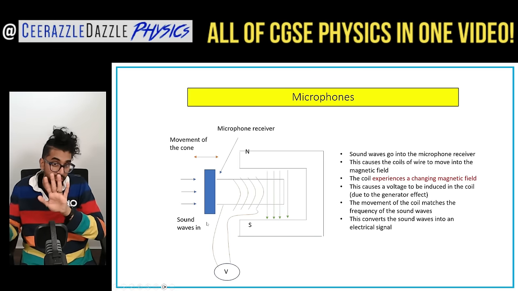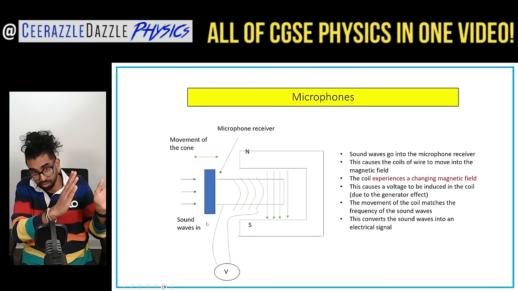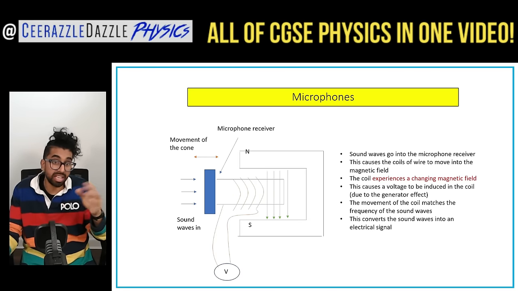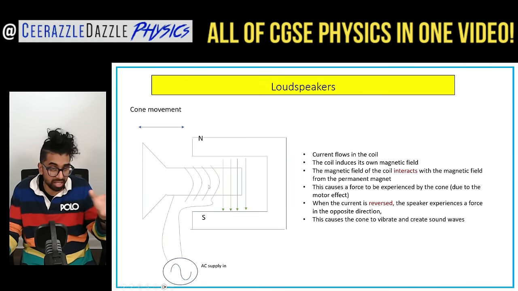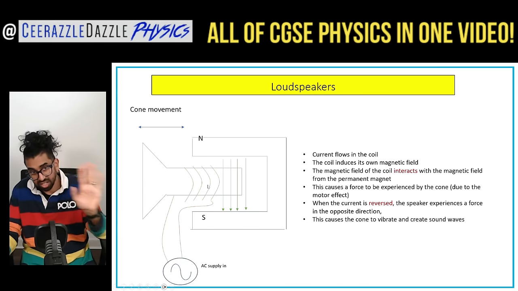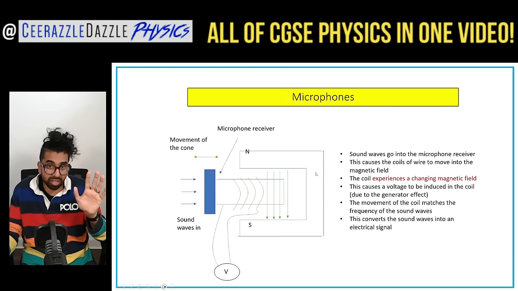Obviously as the sound wave goes in, it generates a voltage, and as you move the coil out again slightly, it generates a voltage in the opposite way. So as the sound wave comes in, the movement of the coil is going to match the frequency of that sound wave. Therefore, it converts the sound waves into an electrical signal. Make sure you understand the difference between the loudspeaker, which is basically the motor effect, because you'll need it to make motion, and the generator effect in the microphone, because you're going to be generating the voltage because that wire is experiencing a changing magnetic field.